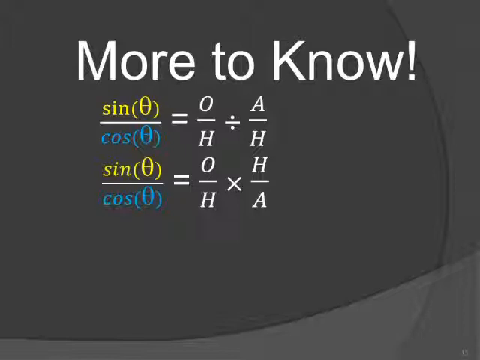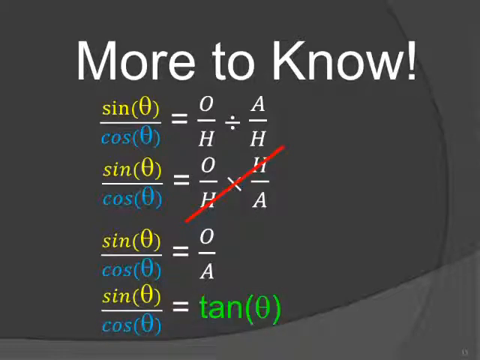So when we do this, we get sine theta divided by cos theta is O over H times H over A. Now we've got an H on the bottom and an H on the top. So H divided by H is 1, so we can cancel those out. So sine theta divided by cos theta is O over A. Now if you think back to the trig ratios that we've just defined, O over A is defined as being tan. So tan theta can also be thought of as being sine theta divided by cos theta.